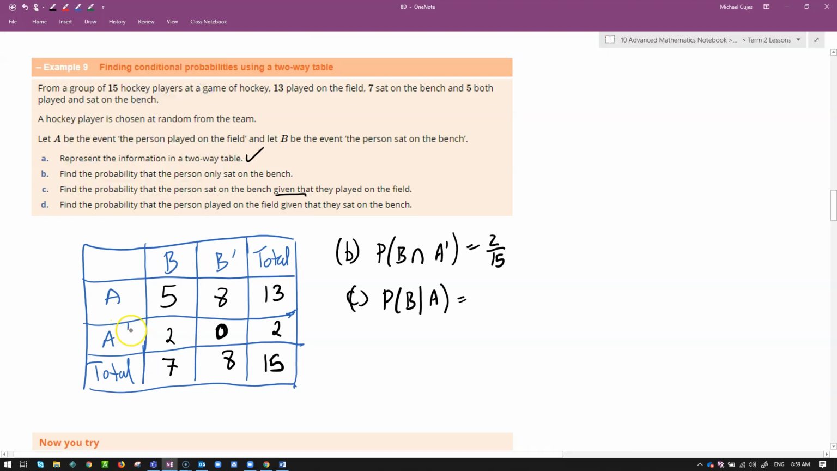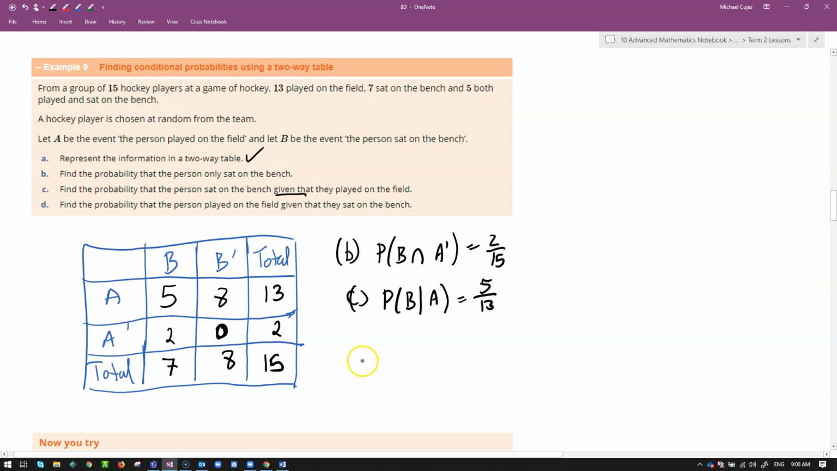So if we do that, we're only looking at that top row there. You can see the probability that they sat on the bench and played on the field would be 5 out of the total of 13. Now, I've got to get rid of all that blacking out so we can do the next one. But there we had it. It was 5 out of 13.